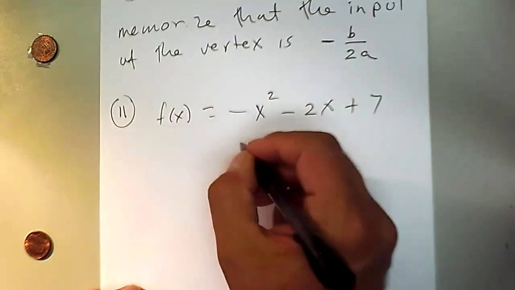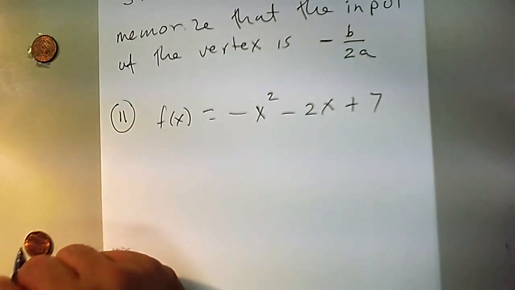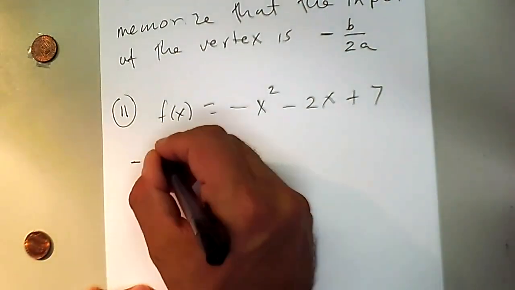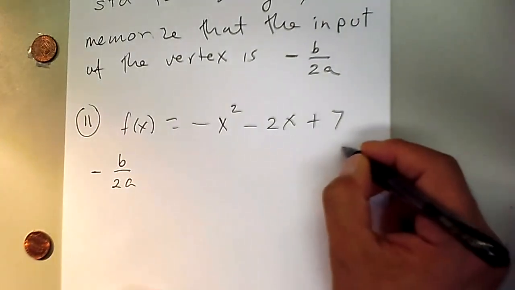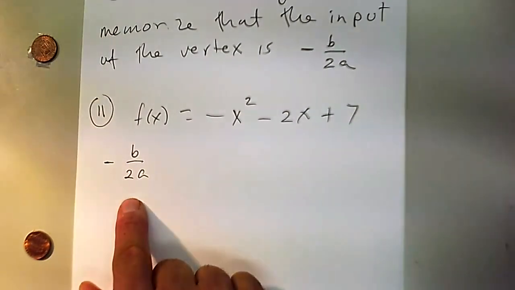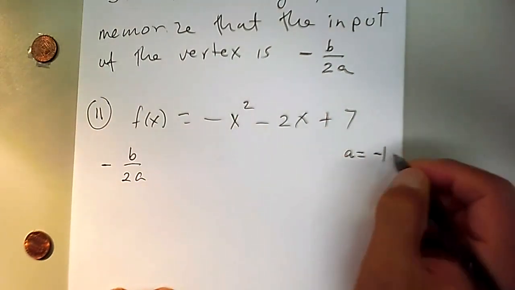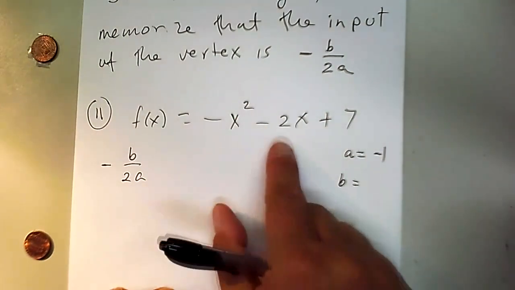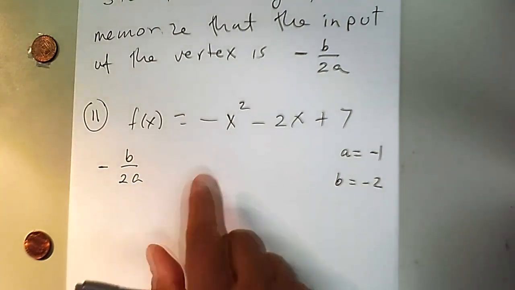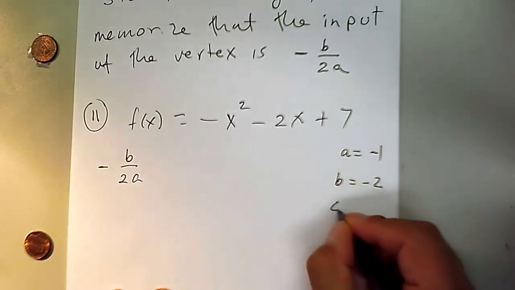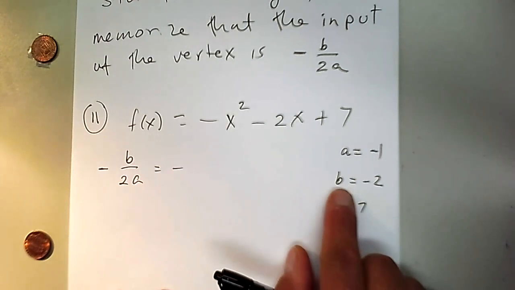So let's just write down negative b over 2a. Oh, we need to establish what a, b, and c are, although c is not in this formula. How much is a? Negative 1. B is negative 2x. No, it's not negative 2x. I was just checking to see if you were paying attention. And then c is 7. Okay, b is negative 2.